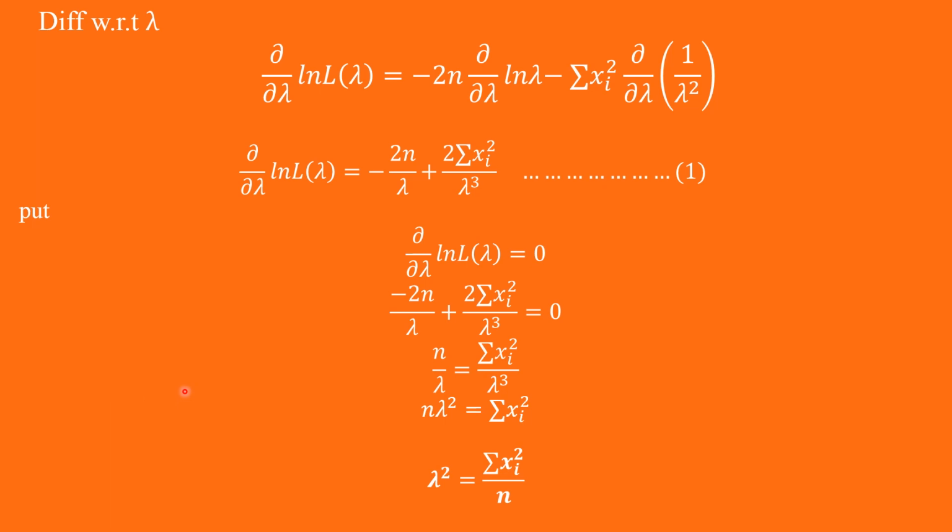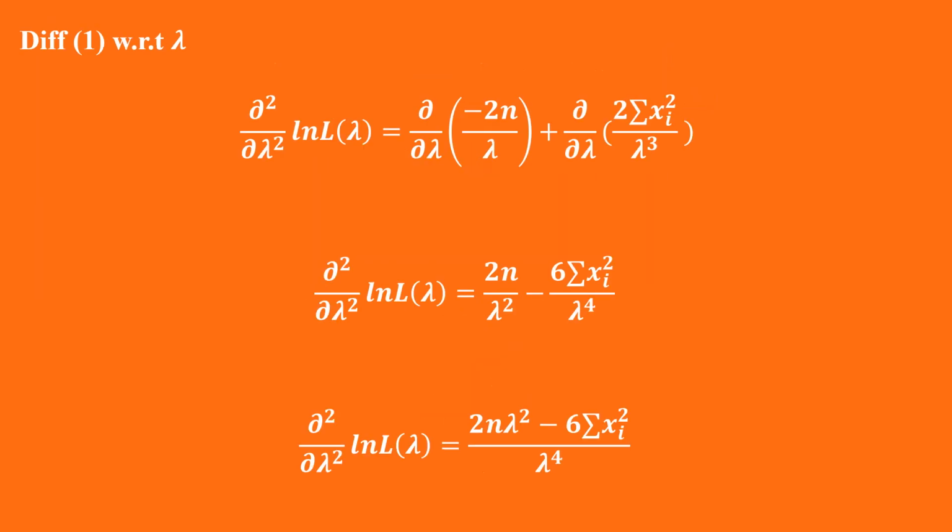Now we have to take the second derivative to ensure the maximum likelihood property. For this purpose, we have to differentiate this equation 1 again with respect to lambda and ensure that the resultant second derivative is less than 0. For this purpose, let us proceed. Differentiate equation 1 again with respect to lambda. We have the partial derivative with respect to lambda of minus 2n over lambda and of 2 summation xi square over lambda cube. Again, the derivative of 1 over lambda will be minus 1 over lambda square.